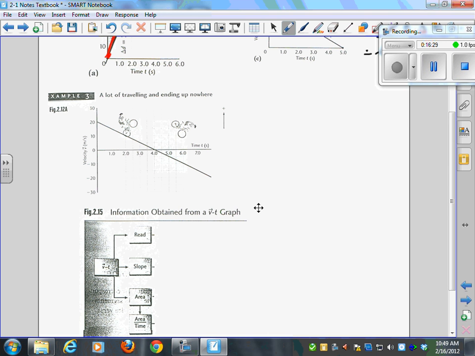Figure 2.12A is a VT graph of a cyclist's motion. The cyclist traveling at 20 meters per second arrives at the bottom of the hill, climbs up the hill to a stop, and then coasts back down again. Find the total displacement as well as the acceleration for each section. Now what they're talking about is the vertical displacement, because obviously if the guy's going up a hill and down a hill, he's going sideways, right? They're talking about the vertical displacement. In fact, you should probably say that in the book.